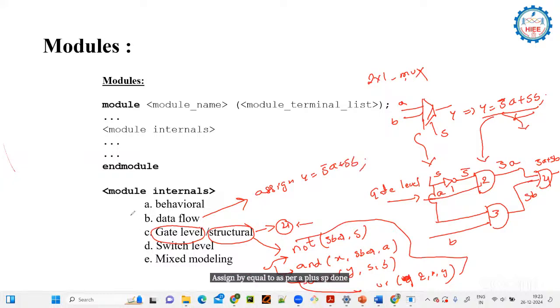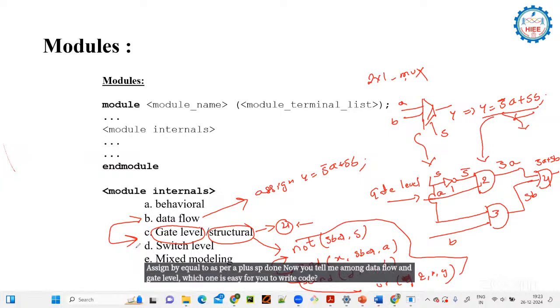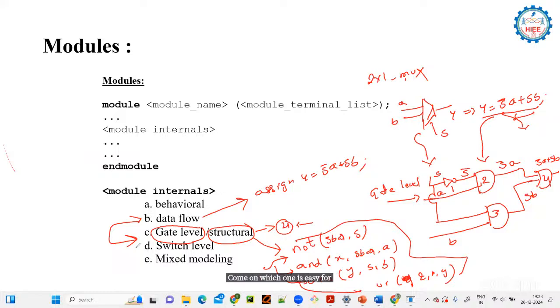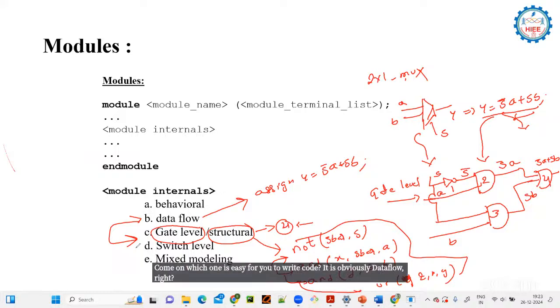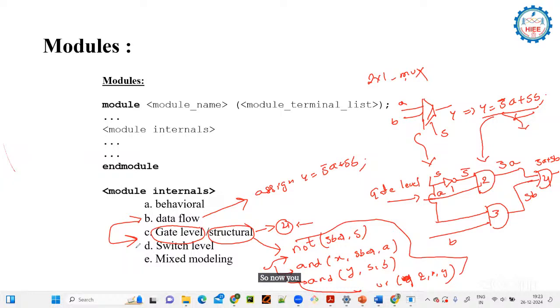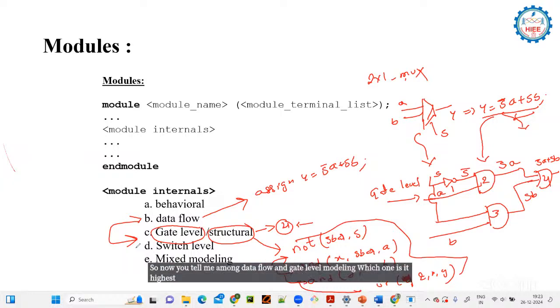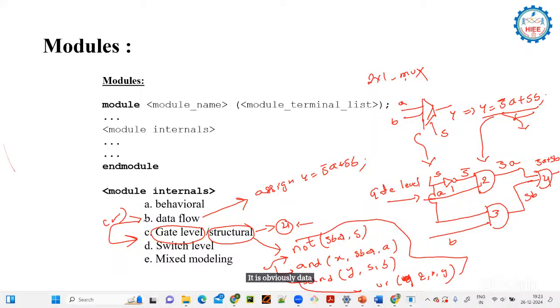Now you tell me, among data flow and gate level, which one is easy for you to write code? Come on, which one is easy? It is obviously data flow, right? So among data flow and gate level modeling, which one is at highest level of abstraction? Which one is more easy for you to write? It is obviously data flow. In comparison with these two things, it is obviously data flow.